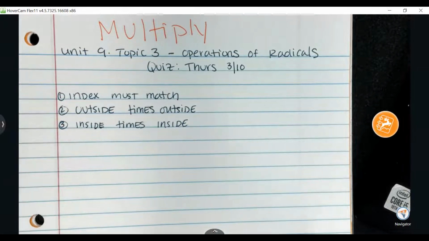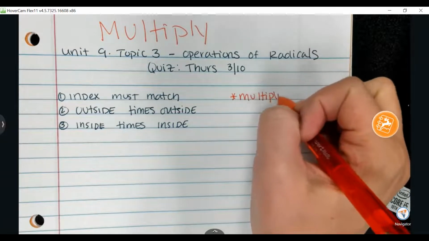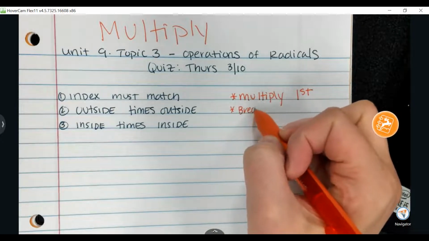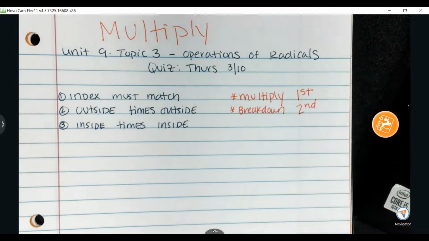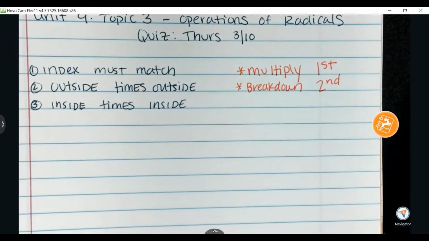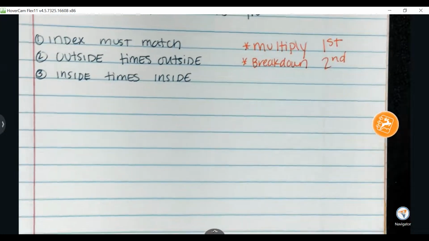Here's my biggest piece of advice. Multiply first, break down second. So it's kind of like the opposite of adding and subtracting. When we multiply, we want to multiply first, then break down. We're going to do 3 examples and see if we are comfortable enough moving on or if we need to freeze and practice those 3 types of problems.